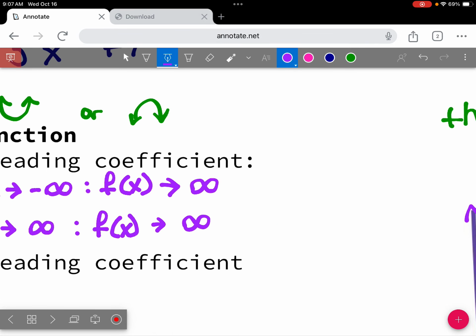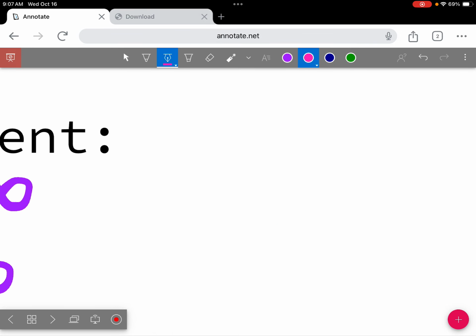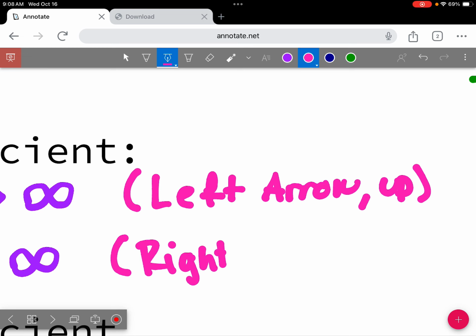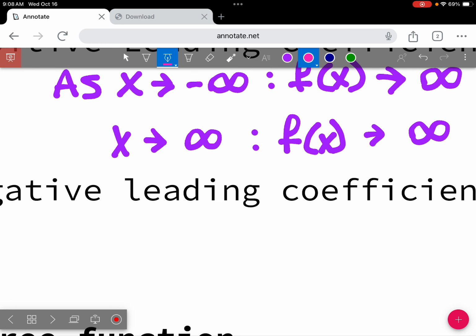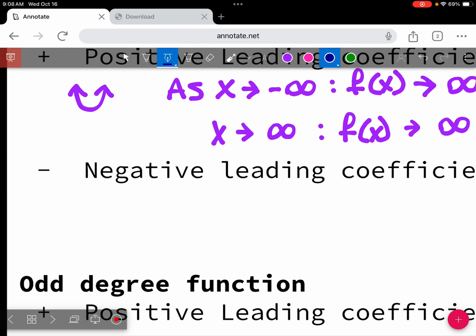This statement means, and I'm just going to write it in words here, this means left arrow up. This one means right arrow up. Excuse me. I'm good at talking. This means left arrow up, right arrow up. Both of them are pointing up. If we have that negative leading coefficient, so if I had a negative x squared, they would both point down. That's when we get that reflection.